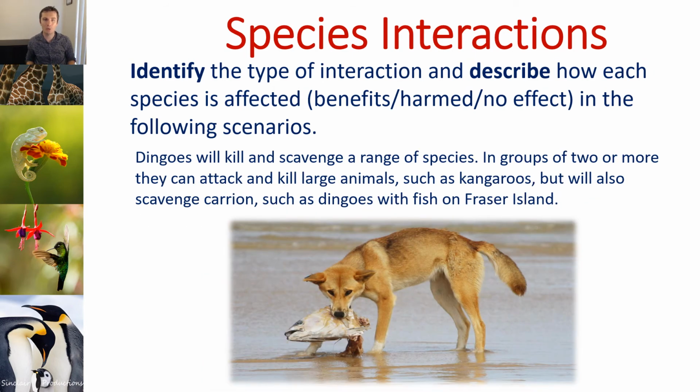This one, dingoes will kill and scavenge a range of species in groups of 2 or more. They can attack and kill large animals such as kangaroos, but will also scavenge carrion such as fish on Fraser Island. All right, so looking at this interaction, here we've got the dingo, which is going to be your predator, and obviously these organisms here will be your prey. So you can see that that is a predator-prey interaction. Dingo benefits and the prey is harmed. Very simple there.